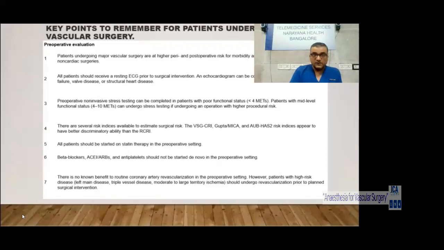Fifth, all patients should be started on statin therapy in the preoperative setting. Sixth, beta blockers, ACE inhibitors, ARBs, and antiplatelets should not be started de novo in the preoperative setting. Seventh, there is no known benefit to routine coronary artery revascularization in the preoperative setting. However, patients with high-risk disease, left main disease, triple vessel disease, or moderate to large territory ischemia should undergo revascularization prior to planned surgical intervention.